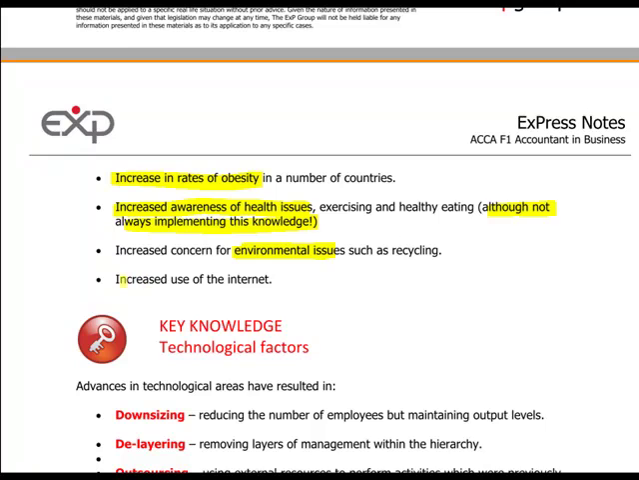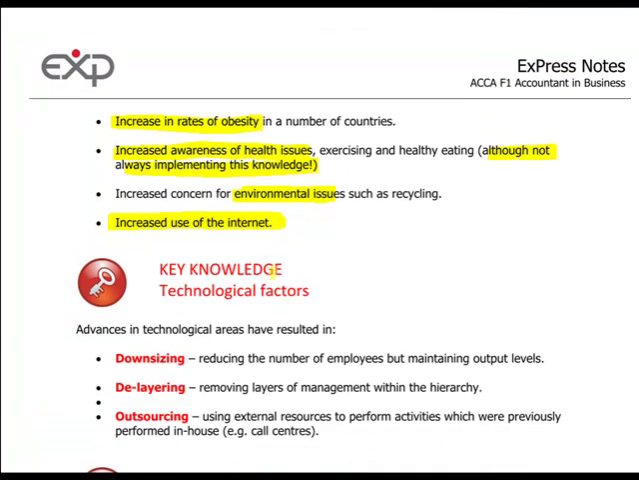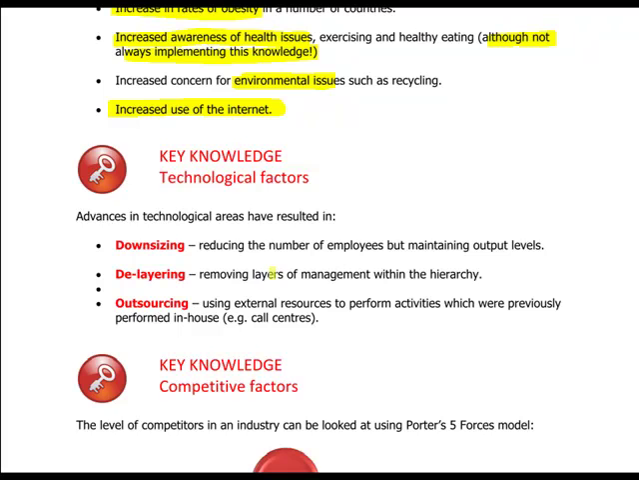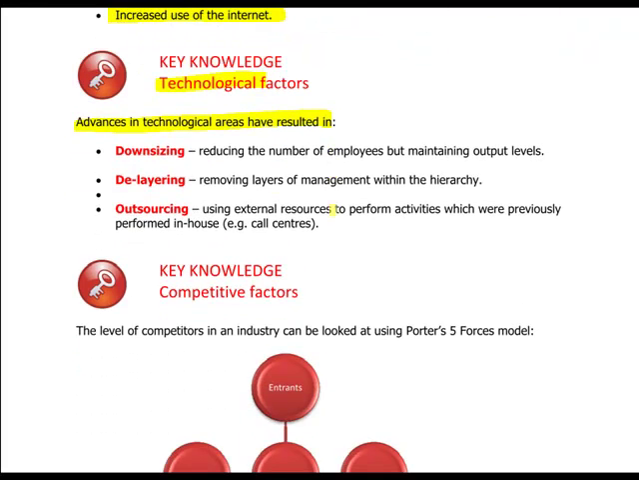Now, on the T within PEST, technological, there are certain areas we're all aware of: the huge increase in the speed of technological advances over recent years. And what have these advances resulted in? A number of issues. Downsizing, delayering, and outsourcing.